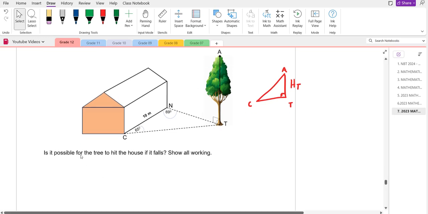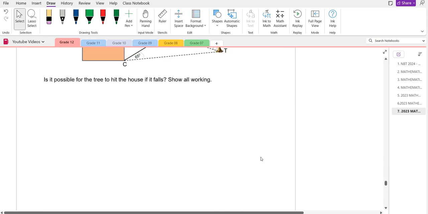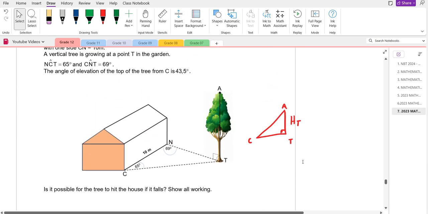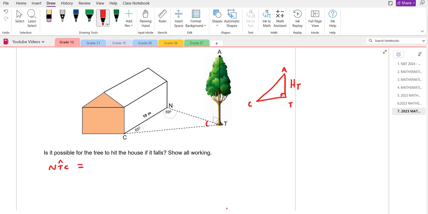Now, is it possible for the tree to hit the house if it falls? How many marks is that? 8 marks. Wow. Let's see. Now, how do we solve this? So on the horizontal plane we have two angles, so we can calculate this angle NTC, because I want to use the sine rule and calculate CT. I want to calculate CT here.